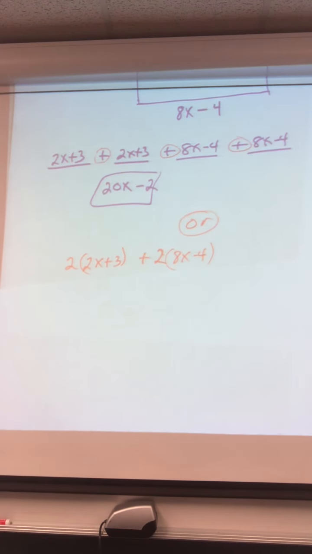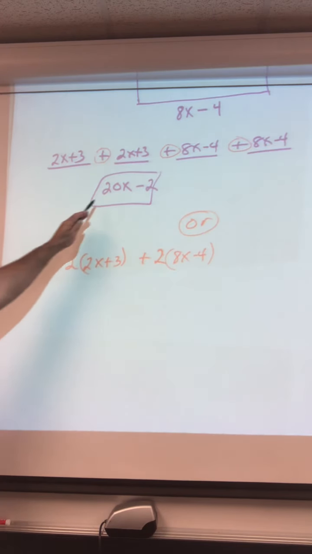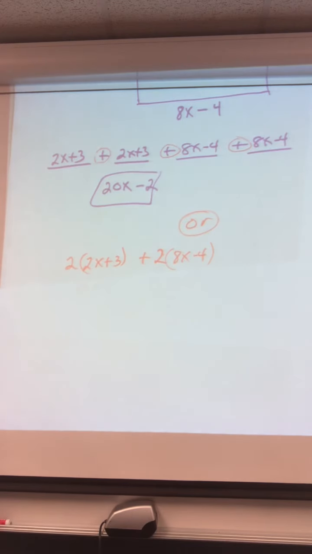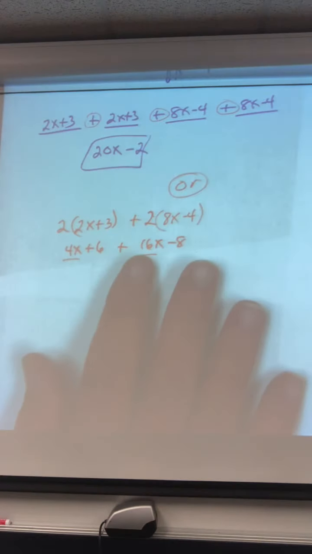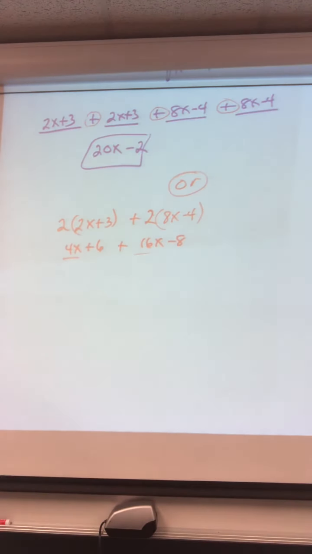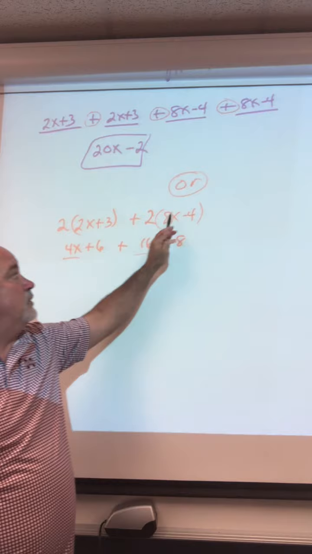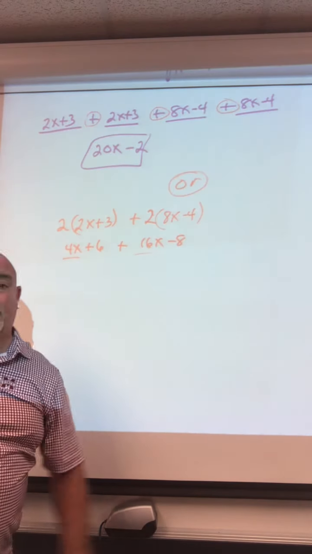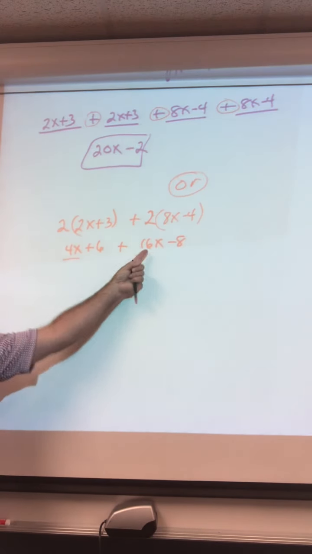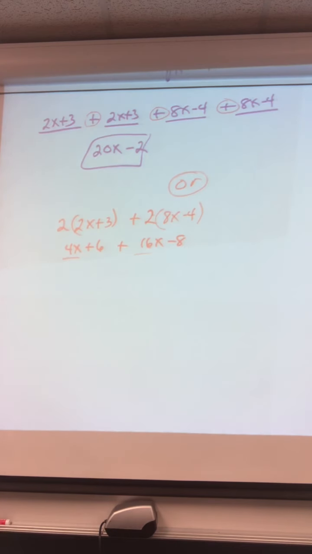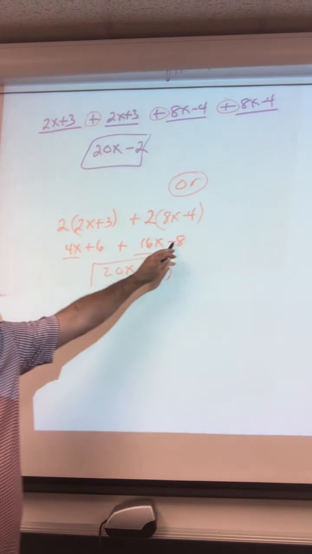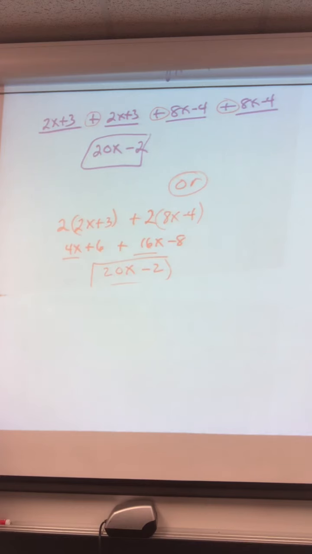Now, let's finish this problem to see if we get the same answer that we did right up here. What does this 2 in front of that parentheses mean? We've discussed that over and over again. It's the distributive property. So if you distribute here and you distribute here, this is what we get. Now, I can add this together. 4x plus 16x is 20x. And then the 6, if you win 6 and then you lose 8, you are down 2. So you get the same answer.